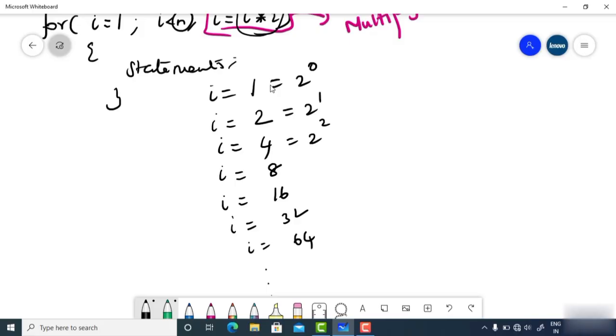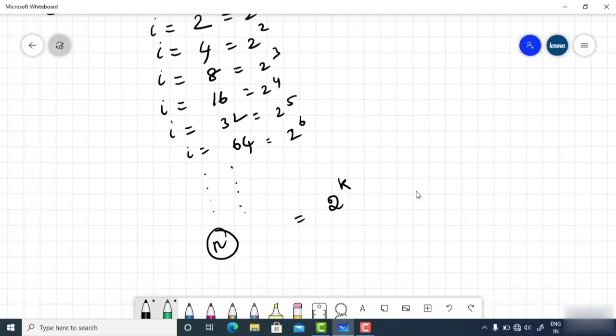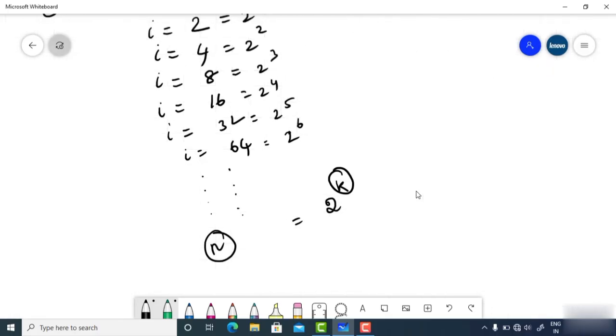It is 2 power 2. It is 2 power 3. 2 power 4. 2 raised 5. 2 raised 6. And let's say this executes up to n times, right? And this n is something which is 2 power k, right? 2 power k times. Okay, what is k? k is the number of times the algorithm executes.